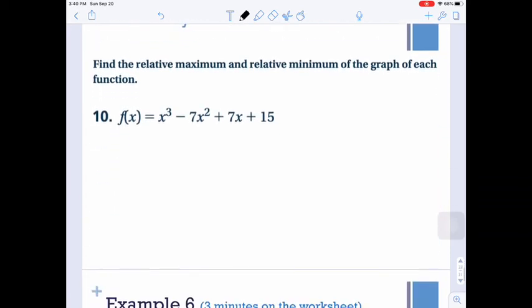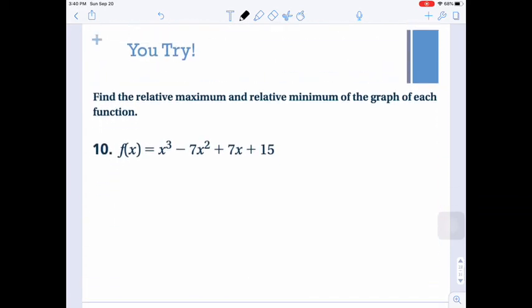So now you guys are going to find the relative max and the relative min of the graph of f of x equals x cubed minus 7x squared plus 7x plus 15. Again, you are welcome to use Desmos to do this, or if you have a graphing calculator, you can use that as well.